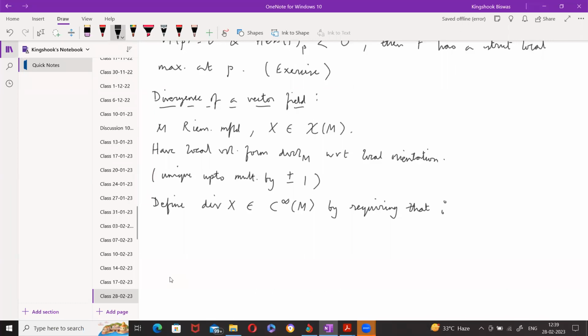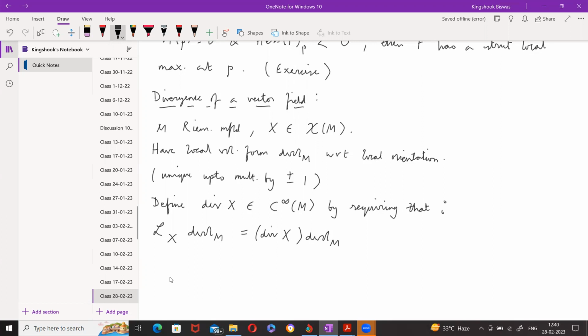Okay, so what we can do is we take the local volume form, dvol M, and then I take its Lie derivative with respect to the vector field X. This is again going to be a top degree form of degree n. Therefore, it is going to be some multiple of the volume form dvol M. That multiple will be a function. That function I define to be the divergence. So L_X dvol is div X times dvol. This is the same formula that we had in R^n for the divergence.